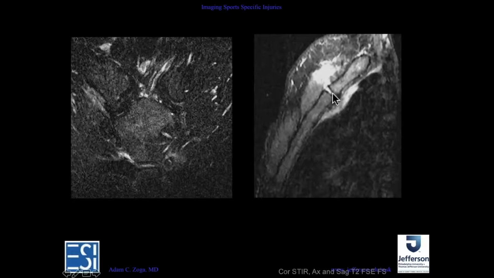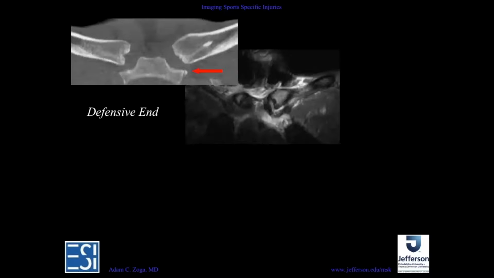I saw a little gap on CT on the sagittal reformats, but I didn't see this big hematoma. So he's got a sternomanubrial separation and a big hematoma. And the diagnosis is made, the problem is solved.